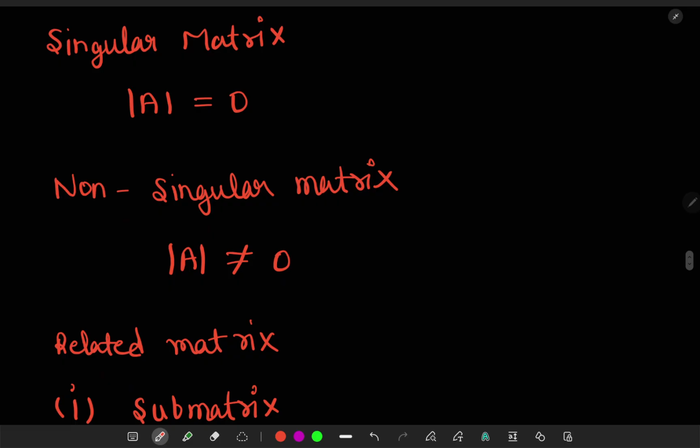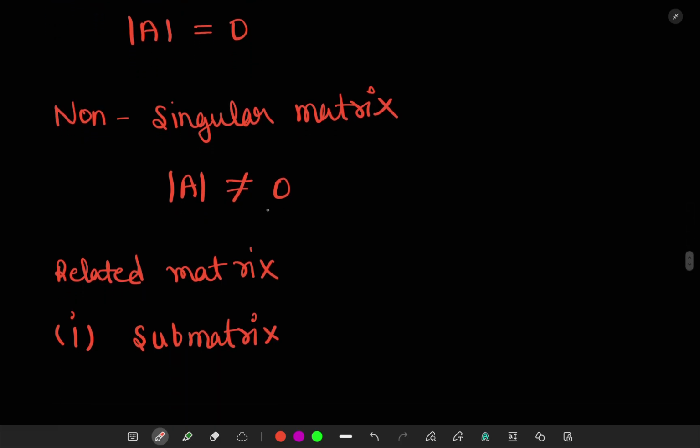Now singular matrix. For identification of a singular matrix, the determinant is equal to 0, and for a non-singular matrix the determinant is not equal to 0.